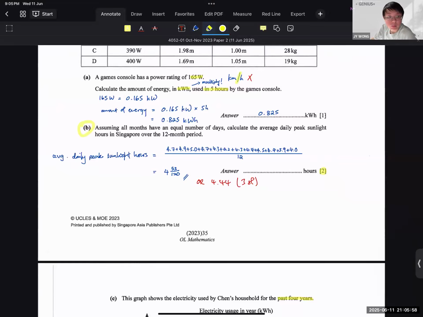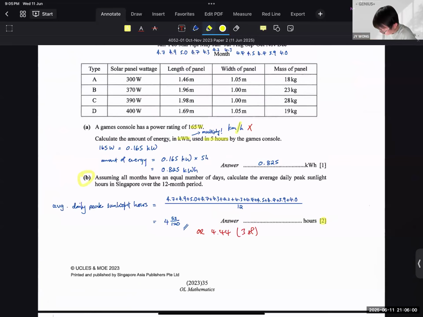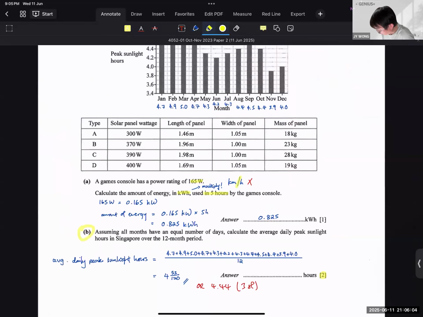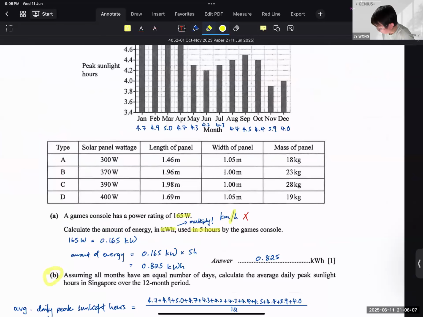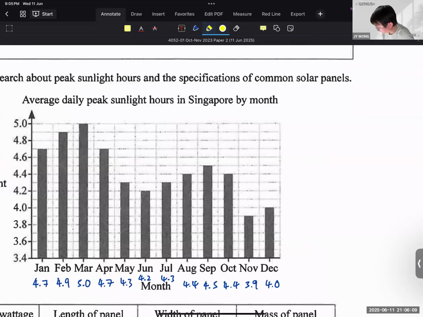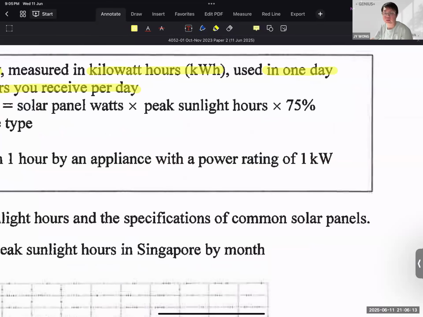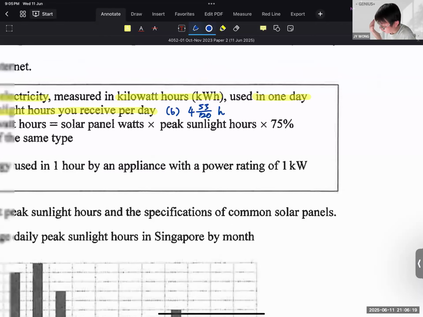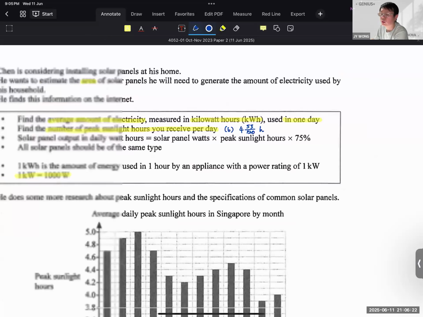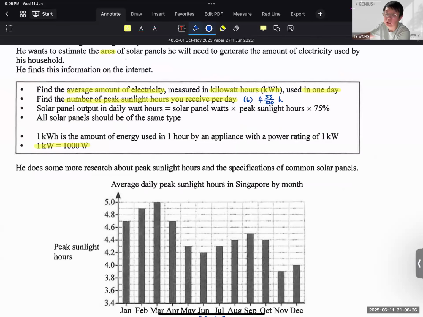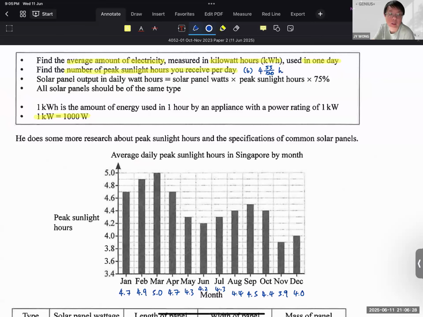So we don't need to find. Then next part, we need to find the solar panel output in daily watt hours, which is equal to your voltage of solar panel multiplied by your peak sunlight hours multiplied by 75%. It will always multiply by a certain percentage because there is no way you can convert every single amount of sunlight. There is a limit to how efficient your solar panels can be.